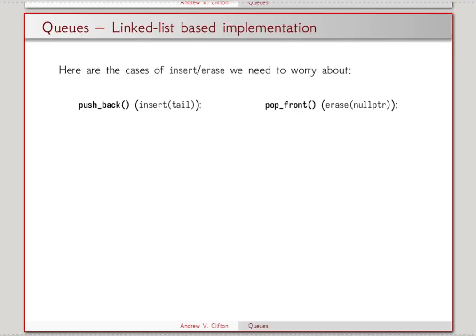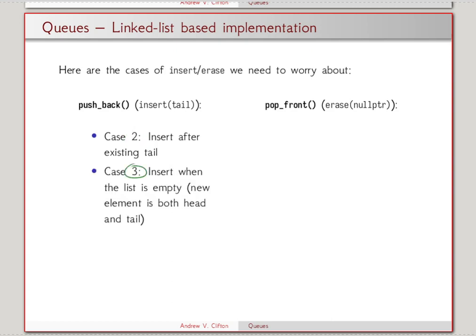Now for the linked list, we wrote those in terms of insert. But here we can simplify things because we don't need to worry about all the different cases, right? So we're doing a push back for enqueue and a pop front for dequeue. For push back, that's an insert after the tail. We have case 2, which is where we insert after the tail. And then we have case 3, which is when the list is empty. That's a special case because we need to update both the head and the tail in that case. So those are the only two cases we need to worry about for insert.